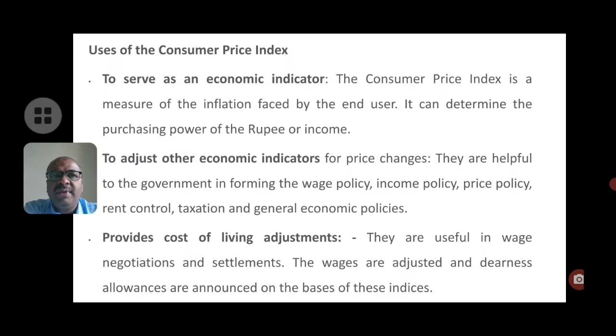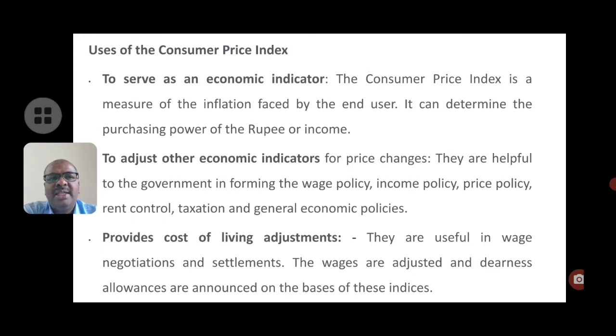What are the uses of consumer price index? Number one, to serve as an economic indicator. The consumer price index is a measure of the inflation faced by the end user. It can determine the purchasing power of rupee or income.